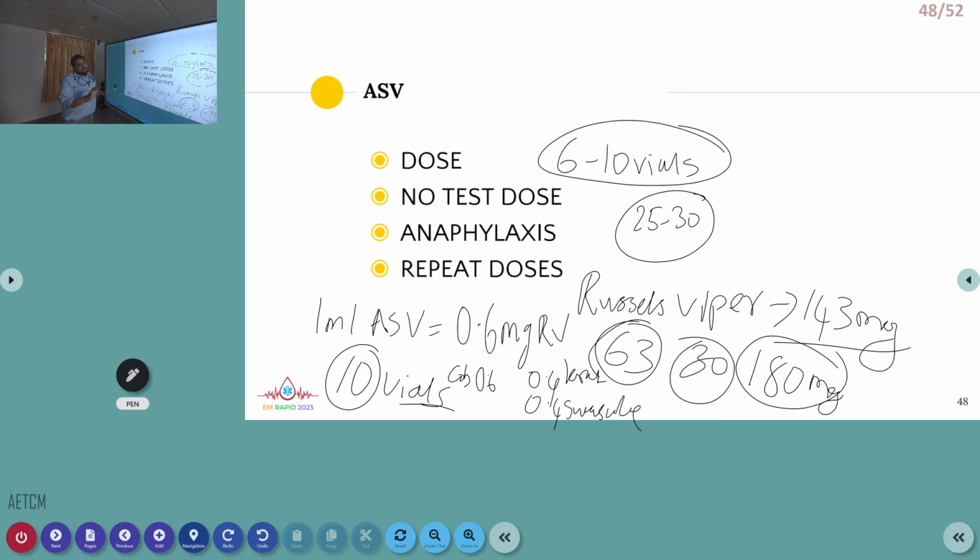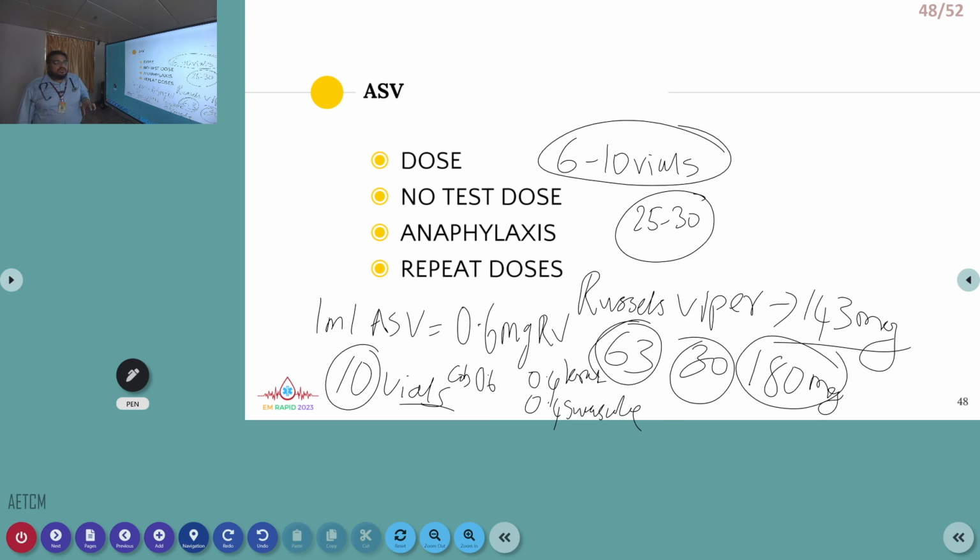But there are issues now. There can be a chance of resistance, and the venom used for preparation comes from only one geographical area. So there is a huge chance of resistance to this anti-snake venom that has been reported in multiple areas. But as a general policy, remember 25 to 30 vials is more than enough. If the patient is still having bleeding manifestations, then you need to think of giving other blood products.